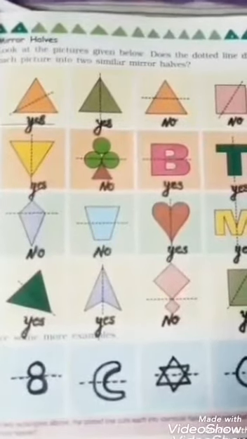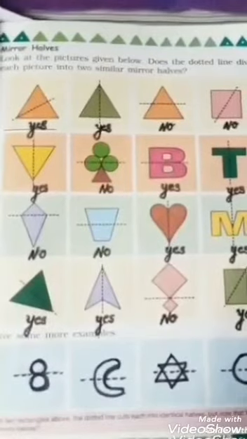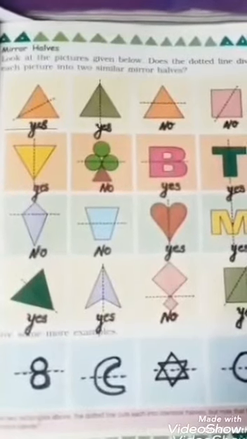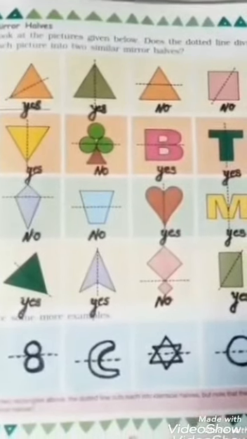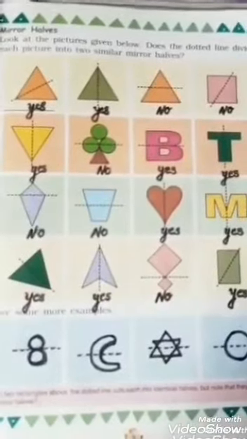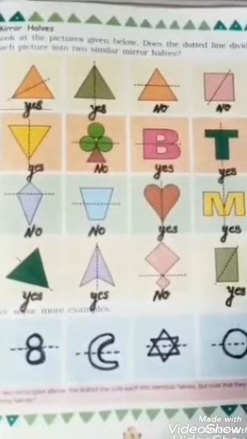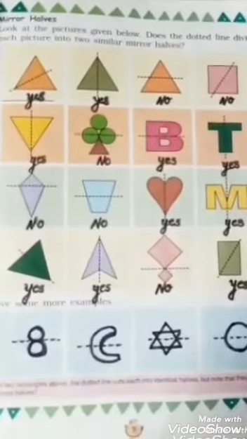What do you mean by mirror half? When an object is cut into two parts and both parts are equal, then it is called a similar mirror half or symmetrical figure. And if the two parts are not equal, then it is called an asymmetrical figure. Today we continue from Maths lesson number 1, page number 9.